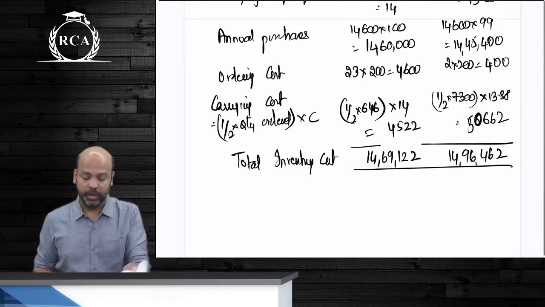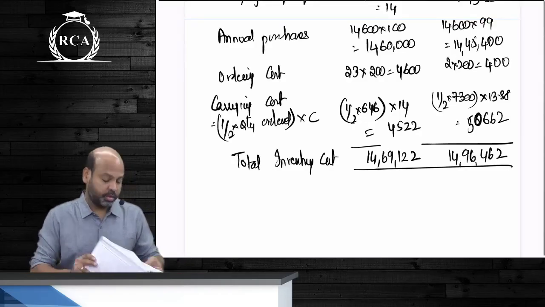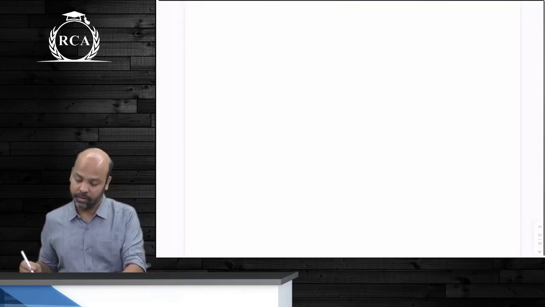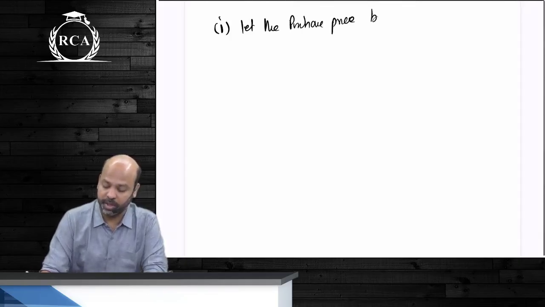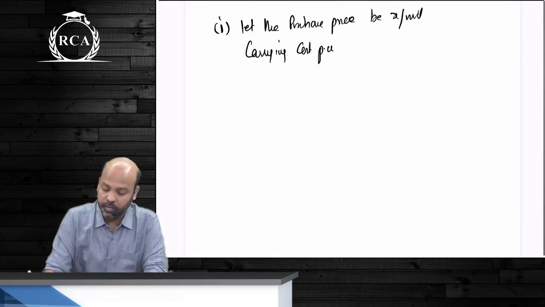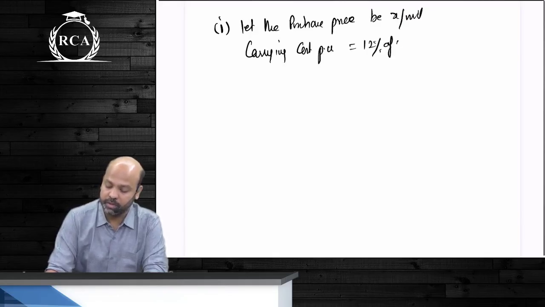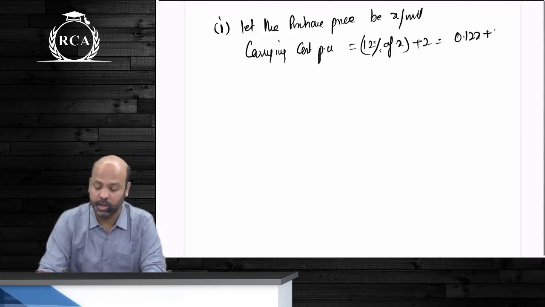The last statement of the question makes it very clear that we are only talking about the price that needs to be quoted. Pay attention, guys. Let the purchase price be X. If the purchase price is X rupees per unit, your carrying cost per unit will be 12% of X plus 2 rupees. If carrying cost were not in percentage, the answer would have been very simple.